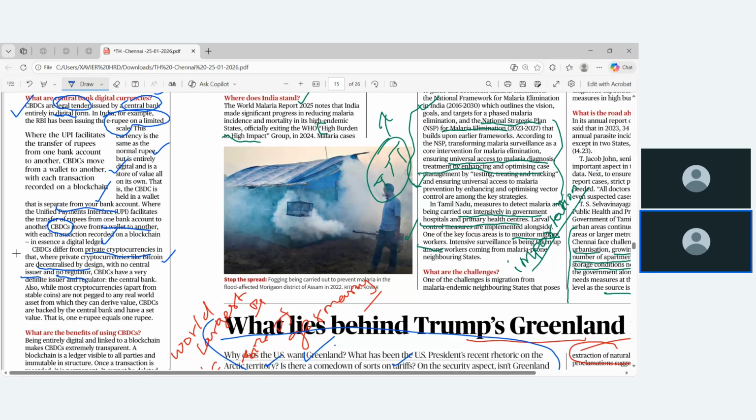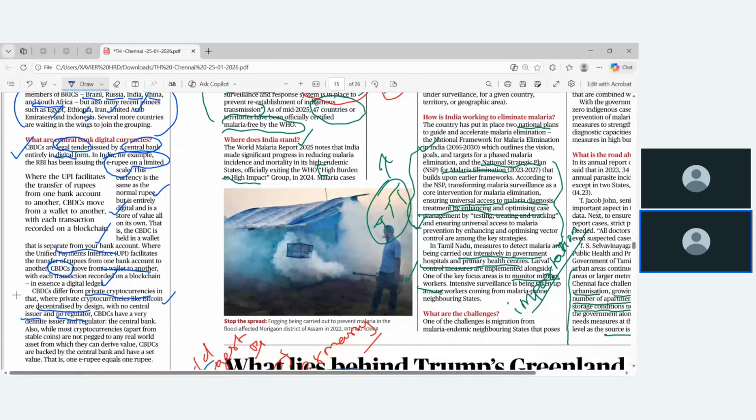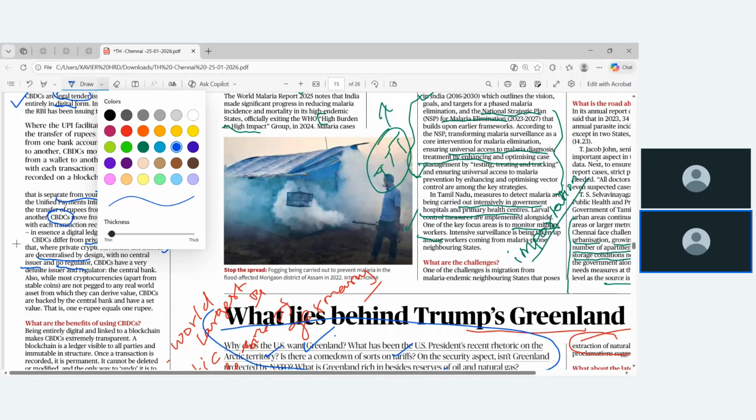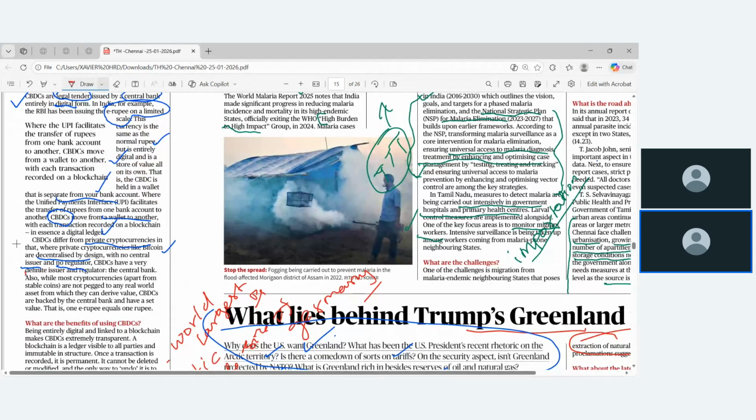This is about the private cryptocurrencies. But at the same time, what does CBDC mean? Central bank digital currencies have a very definite issuer and regulator. You must know who the designer is, who the issuer is, who the regulator is. Everything will be there.